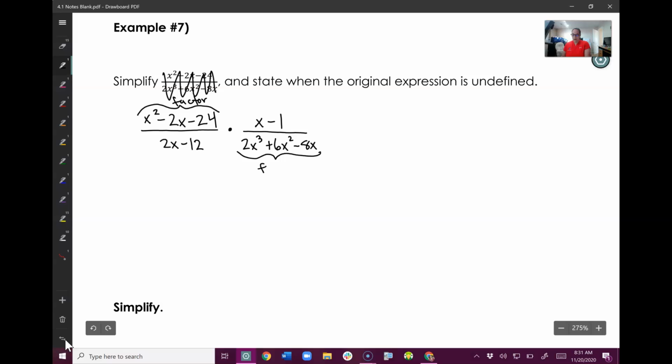This one is also going to factor, and I'll give you a hint. It actually has a GCF first. So this one you'll check for GCF and then factor it. This top one doesn't have any GCF, we're good. This one has a GCF.